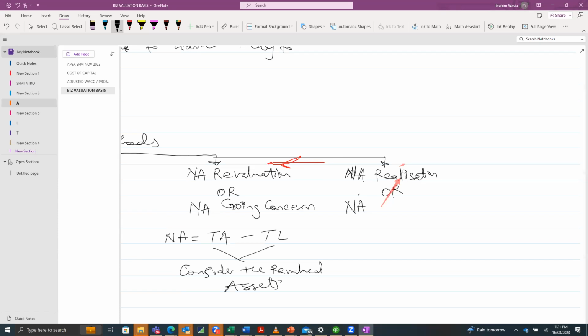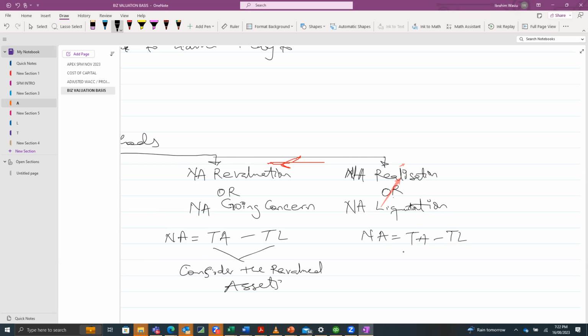So net asset realization. Why do you think we want to value our assets based on realizable method? What happened? Why do you think? Probably want to stop the business. Net asset disposal, liquidation. Okay, net asset liquidation. So what are you doing? Still your net assets, total asset minus total liability.